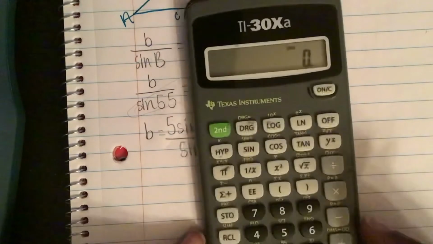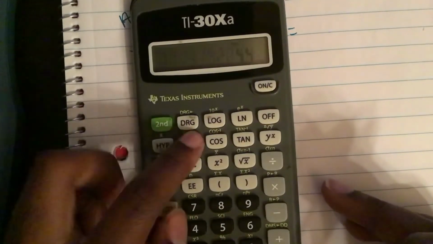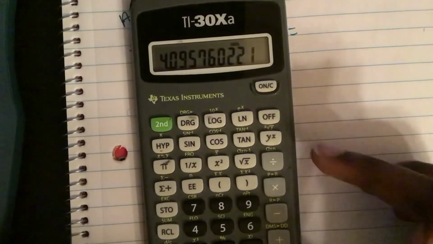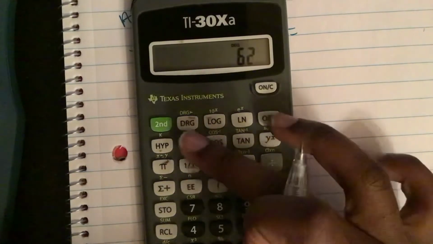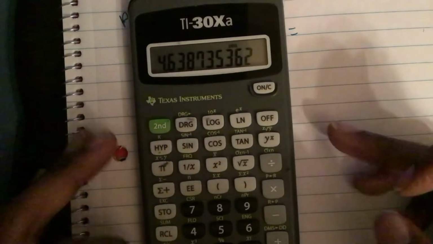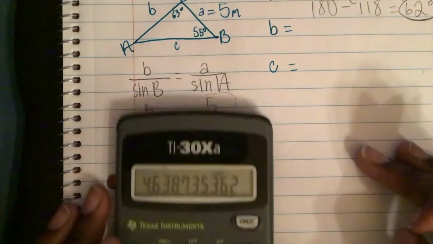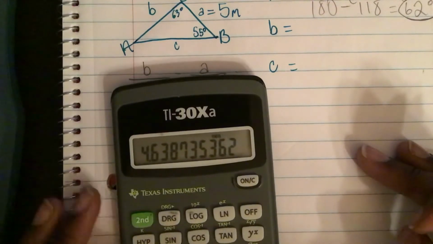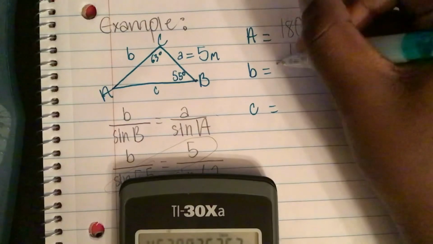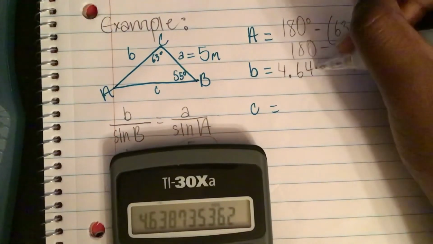So first we're going to take the sine of 55 times 5, divided by sine of 62, equals 4.6. And we're going to round to the hundredths place, so we're going to say that side B is 4.64 m.